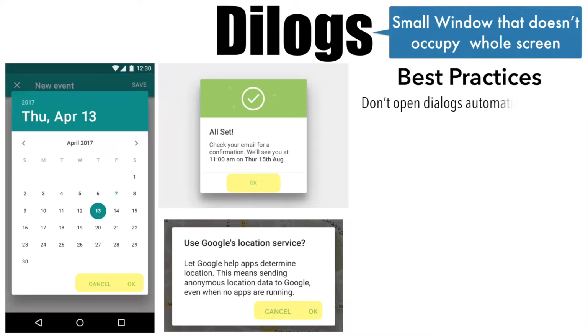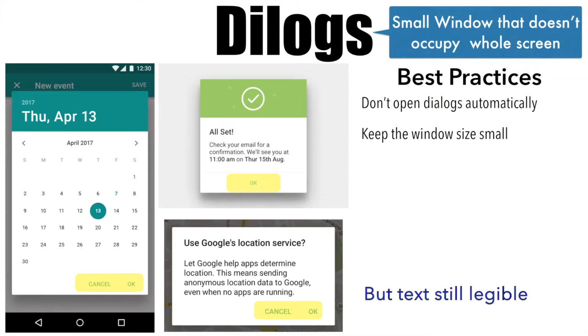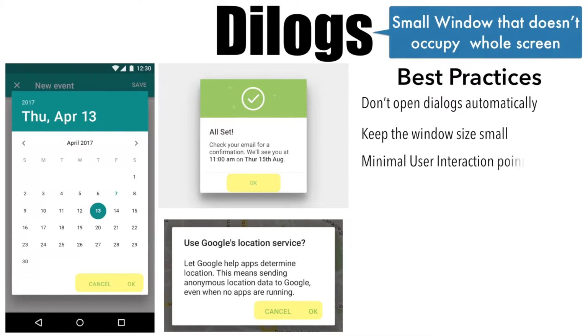The most important thing is don't open dialogues automatically. As soon as you navigate to an activity, don't automatically pop up the dialogue. It actually distracts the user. Try to keep the overall size of the dialogues as small as possible, because ideally speaking dialogues should not occupy the whole screen. Minimal use of user interaction points. Don't create a dialogue where the user has to enter a lot of information or do a lot of selections. Keep it very minimal, because a dialogue is not the place to do all that kind of user interaction.